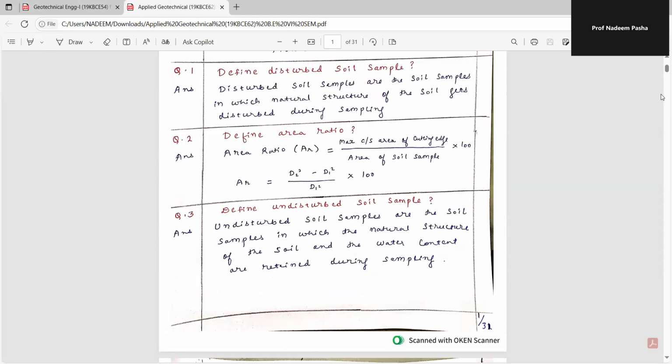Define disturbed soil sample. So a disturbed soil sample is a soil sample in which the natural structure of the soil gets disturbed during sampling. Wait one second, I guess it is not being shared properly. I'm sharing it once again.